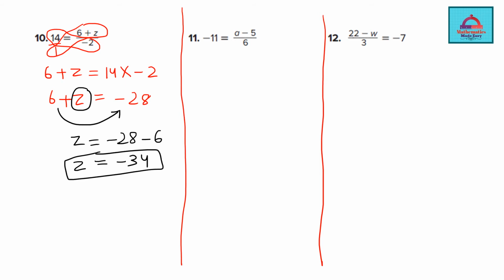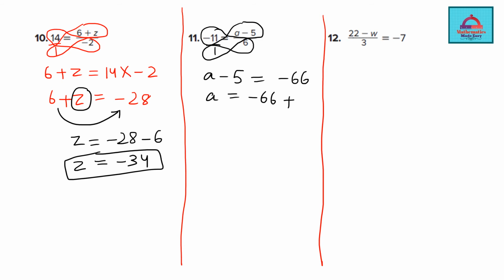back in the equation. Again, for cross multiplication, we have a different kind of scenario where you will solve by multiplying in this manner. So a minus 5 is equal to minus 66. So a is minus 66 plus 5. It moves and changes sign, so minus 61. That's the value of a.